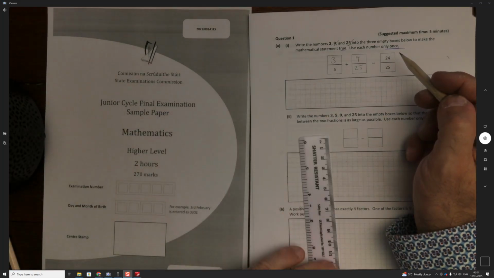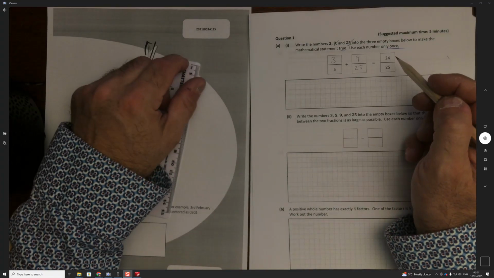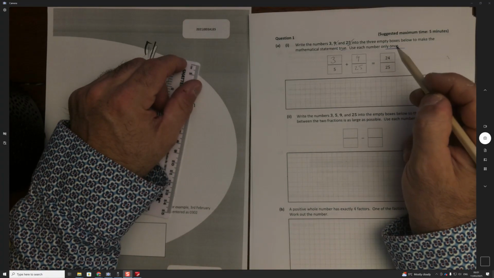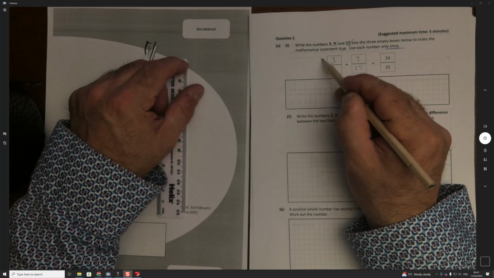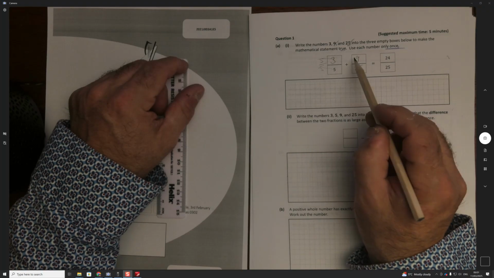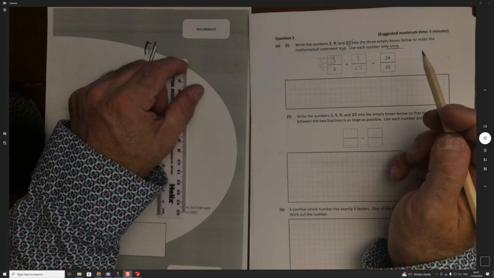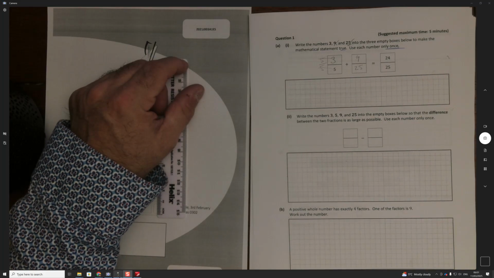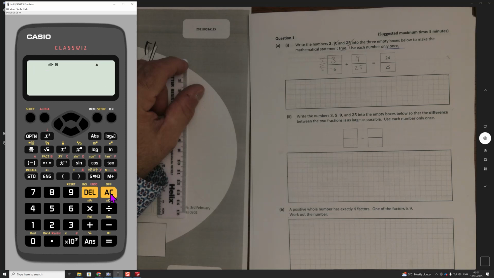So just to make sure, we could use our calculator to check, or we could use mental maths or pen and paper maths. Like if I was to multiply this by 5 over 5, this would turn into 15 over 25, and 15 and 9 is indeed 24. Okay, well, I'll just do that on the calculator as well. 3 fraction bar 5 plus 9 fraction bar 25. Okay, and that is indeed equal to 24 over 25. So that's that question finished.